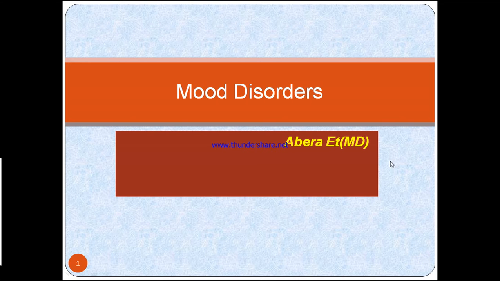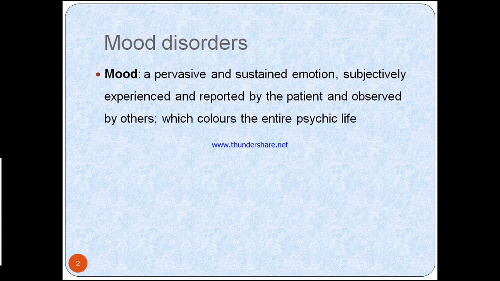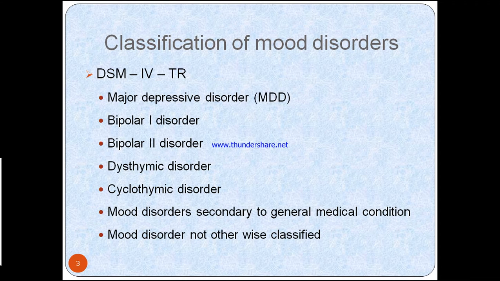Let's continue our discussion with a very interesting disorder. One of the very interesting disorders in psychiatry is mood disorder. As we have discussed earlier in the terminology part, mood is a pervasive, which means sustained, emotion which is subjectively experienced or reported by the patient and observed by others. So, what are the classifications of mood disorder?